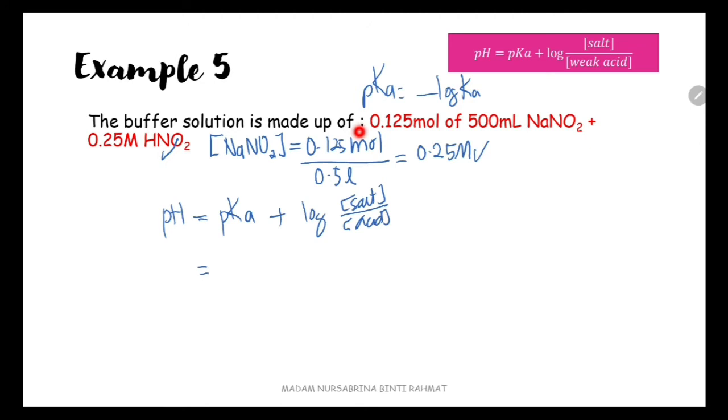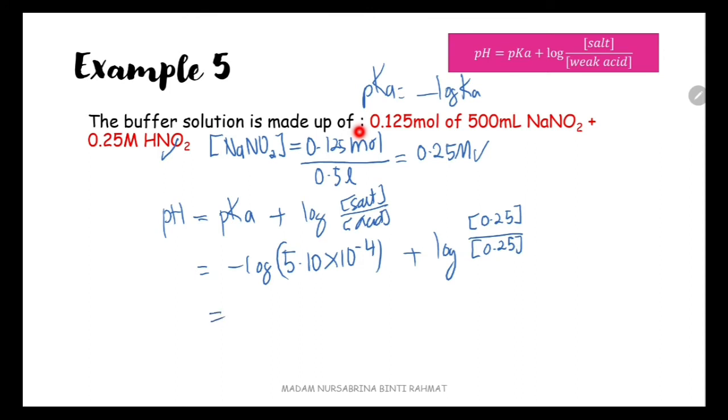Okay, so our Ka given is 5.10 times 10 to the minus 4, and then plus log, our salt concentration is 0.25 and our weak acid concentration is also 0.25. If you press your calculator, you will get the pH of the buffer to be 3.29, which is less than 7. Therefore, this one is an acidic buffer.